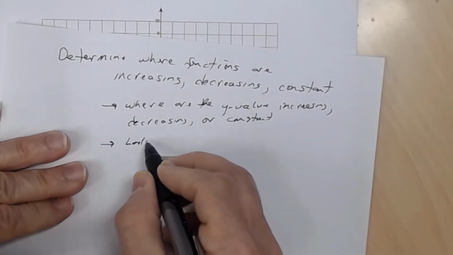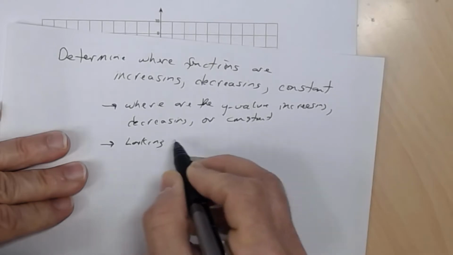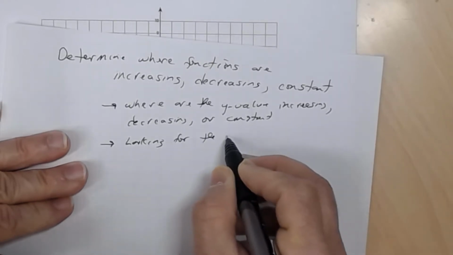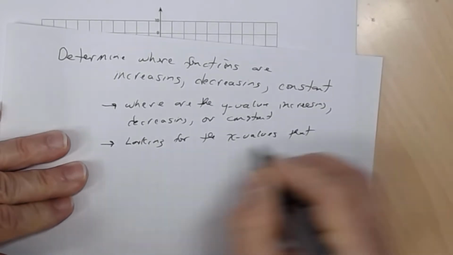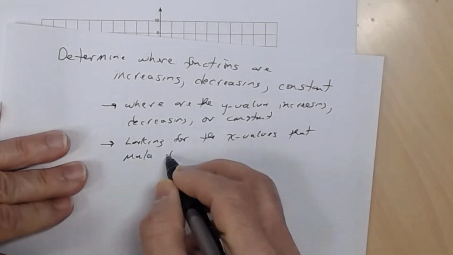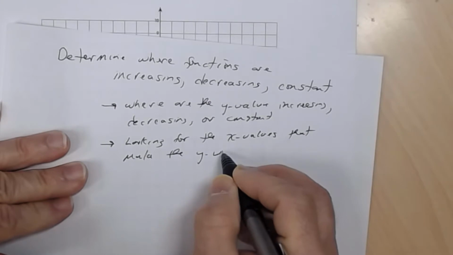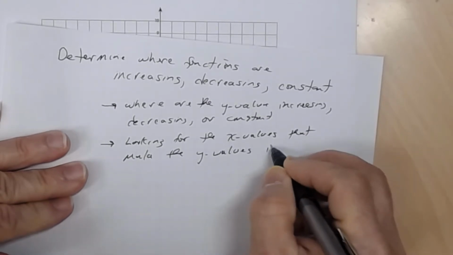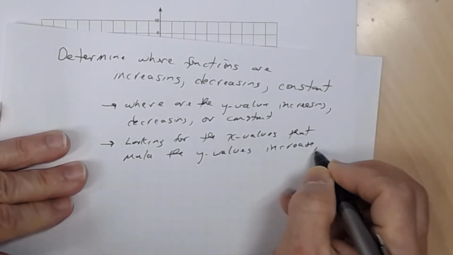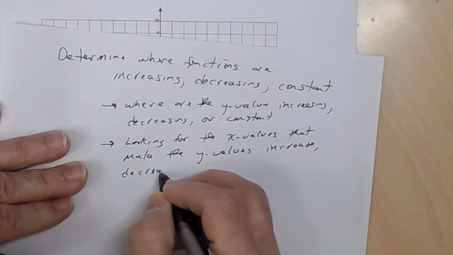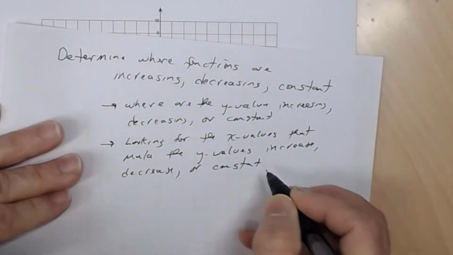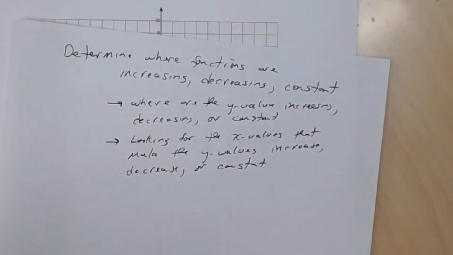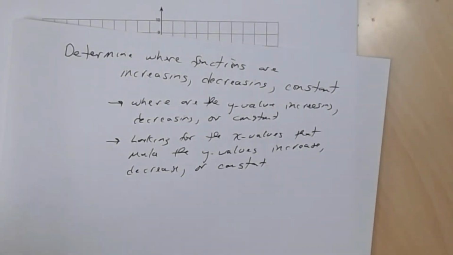You're looking for the x values that make the y values increase, decrease, or stay constant. Okay, it's a lot of stuff there, but look at the first example, and I think you'll understand what this is saying.